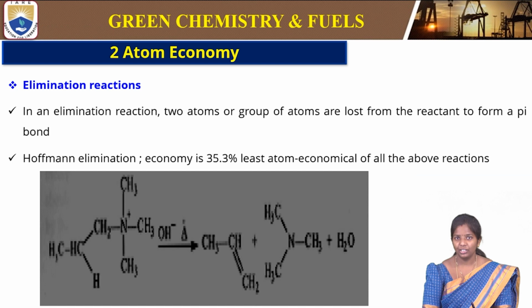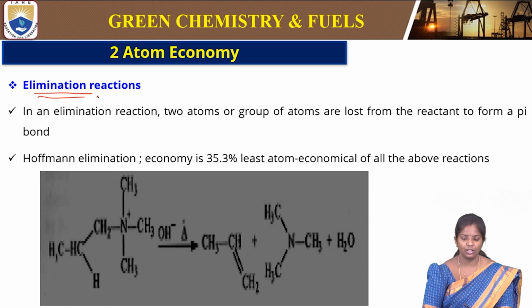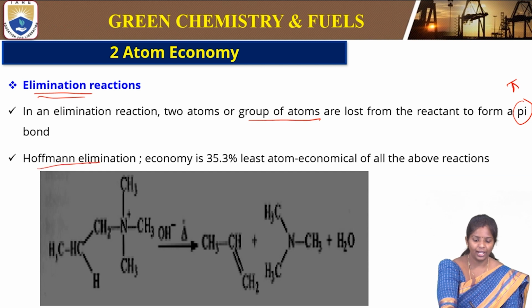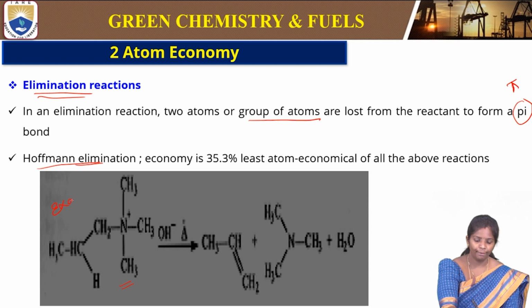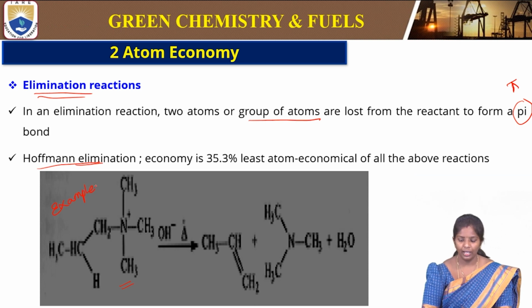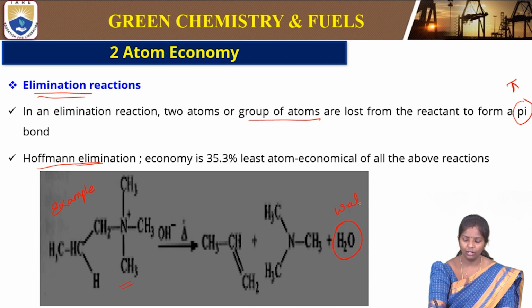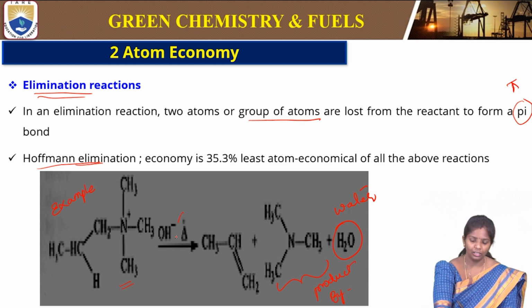Then come the elimination reactions. What happens in the elimination reaction? The name itself indicates elimination takes place. Two atoms or groups of atoms are lost from the reactant to form a pi bond. That is like the Hofmann elimination reaction. For example, in this example, there is elimination of water. Water is eliminated, and the other product is also formed, which is the byproduct formed upon heating.